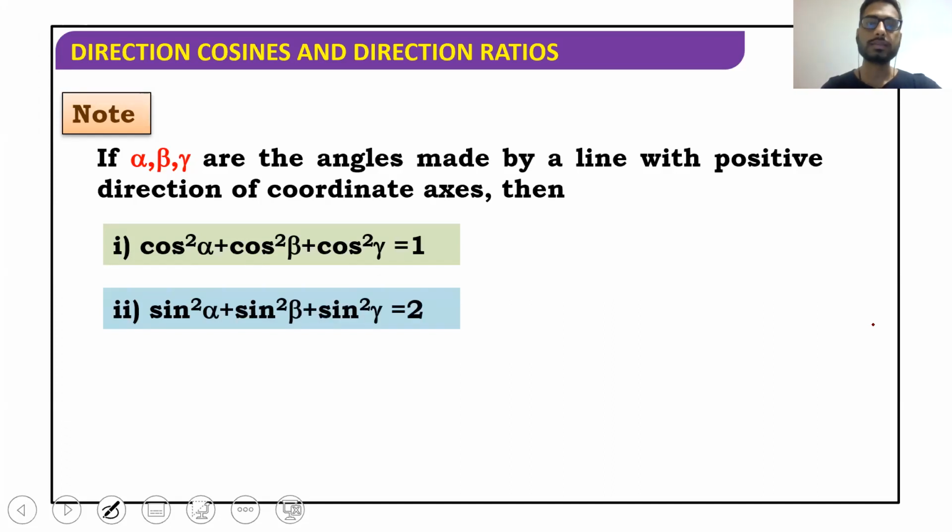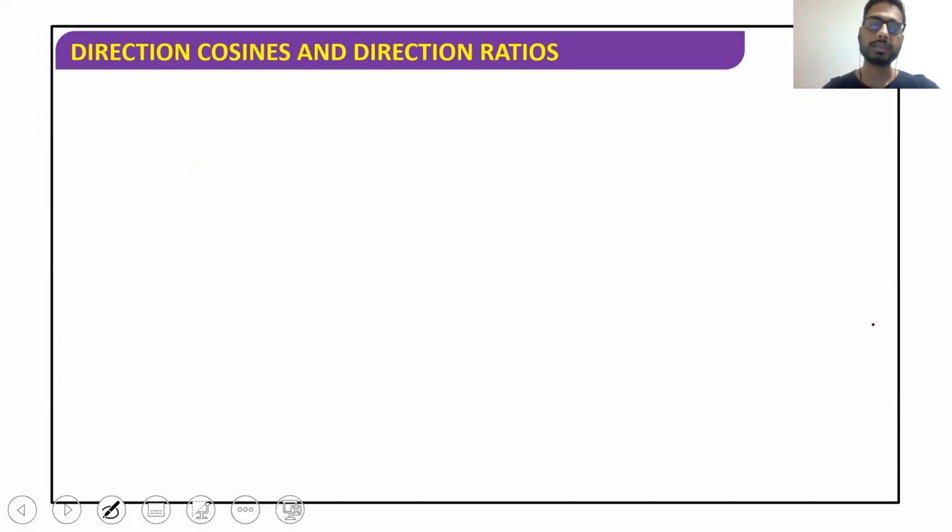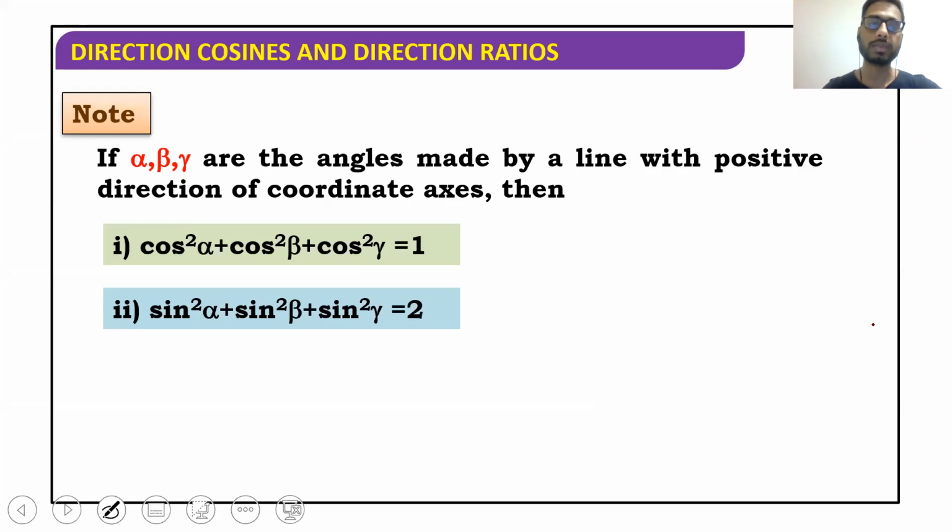The angles cos alpha, cos beta, and cos gamma are linked with this formula: cos square alpha plus cos square beta plus cos square gamma is 1. And the relation between sine angles is sine square alpha plus sine square beta plus sine square gamma is equal to 2.